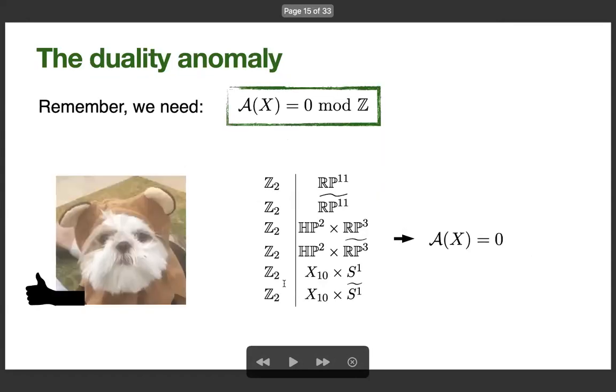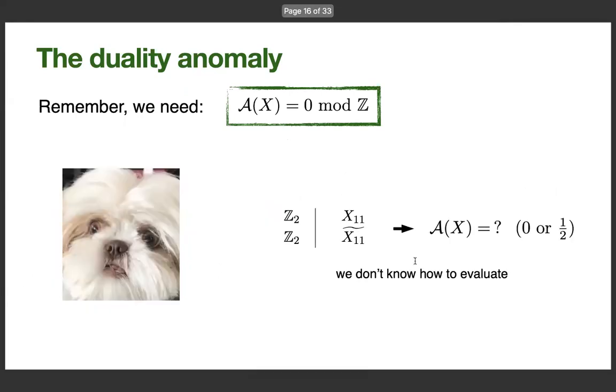Okay, thanks. So remember, the anomaly is absent if the anomaly theory curly A evaluated on our generators is zero mod an integer. Now for these classes, which are a large subset of the spin GL plus manifolds, we can do that and we find that indeed it's zero. Perfect, the anomaly is gone. Now we have our special friend, the Arcanum 11.